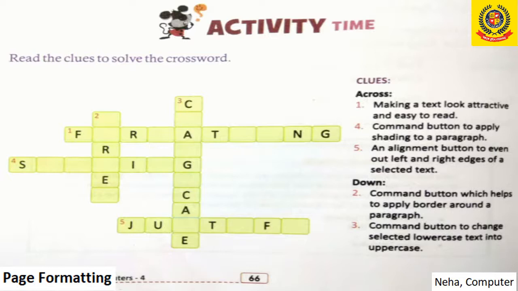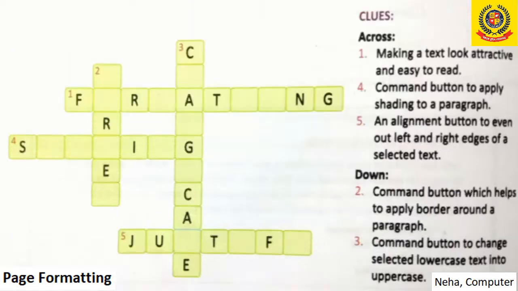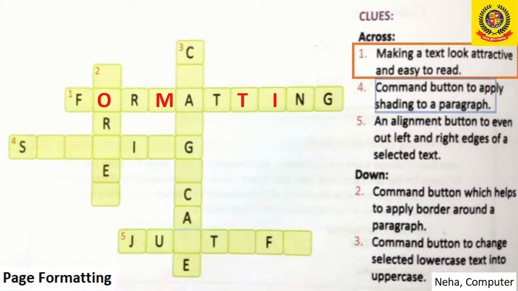Here we have to read the clues given on the right hand side and fill the crossword. First we will do the across and then the down clues. The first one is making a text look attractive and easy to read. Its answer is formatting. Fourth, command button to apply shading to a paragraph. So it is shading.